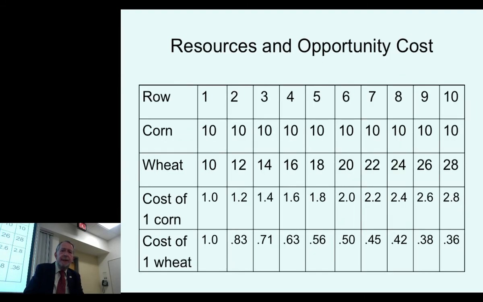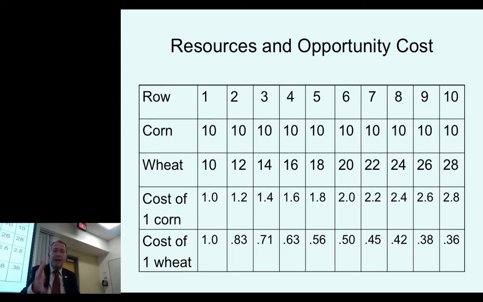So the next row is simply solving for one to one. Everybody with me, right? If 10 corn equals 10 wheat, then each corn equals 1 wheat, and each corn costs 1 wheat, and each wheat costs 1 corn. If you go to row 2, each of those corns now cost me 1.2 units of wheat, because 10, 12, solve for, divide by 10, you get 1 equals 1.2. So the opportunity cost of growing corn in row 2 would be 1.2 bushels of wheat per bushel.